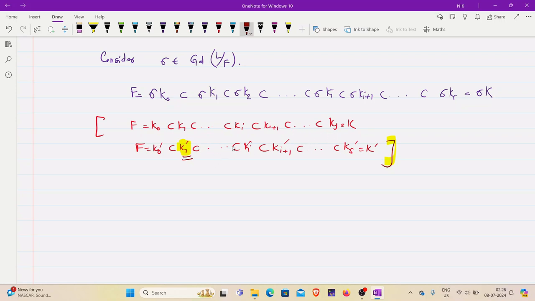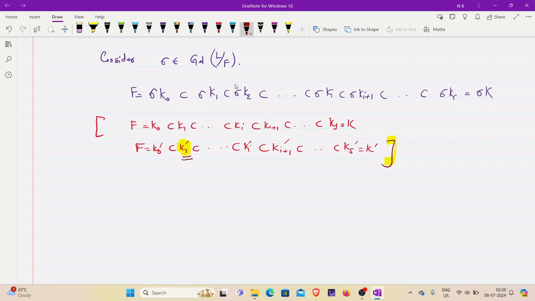So that's the simple idea: we apply this K1 dash to each and every field here. After doing that, we'll apply K2 dash, and so on. We'll continue this process until we apply Ks dash. And when you apply Ks dash to Ks, we finally get a composite of these two root extensions, which is again a root extension. Okay, so this is the idea. So that's why composite of conjugate fields is again a root extension, because we started with a sigma belonging to Galois group of L over F.